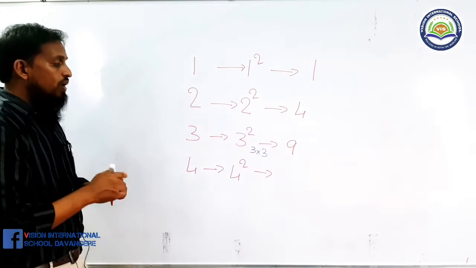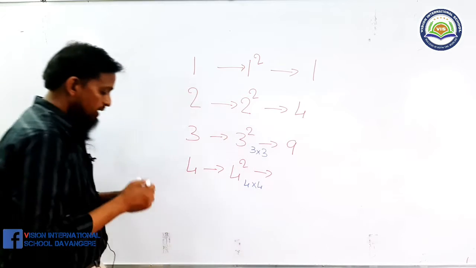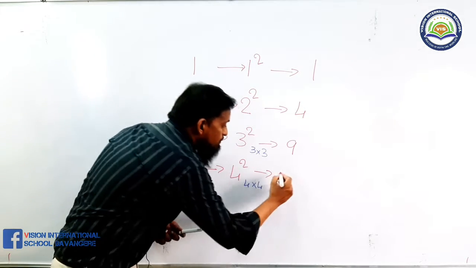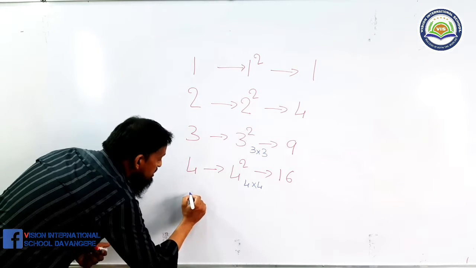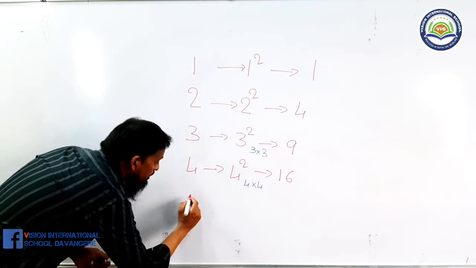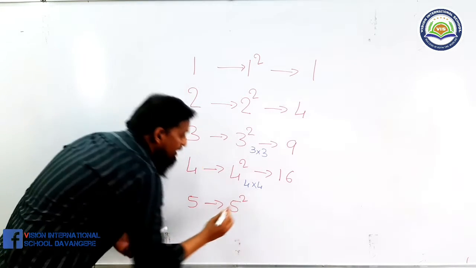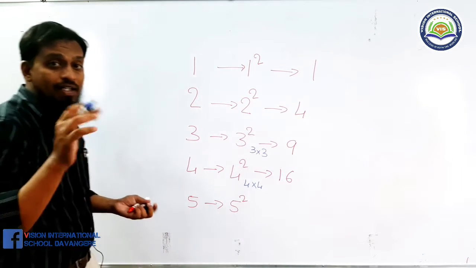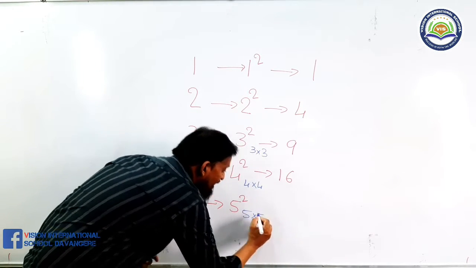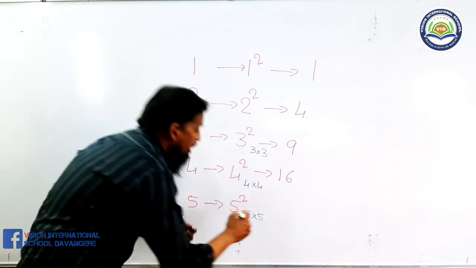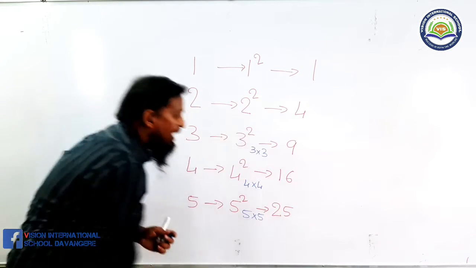If the number is 4, the square of this number is 4 square. How can we write 4 square in expanded form? Yes, 4 into 4. The answer is how much? This is 4 4s are 16. If the number is 5, the square of that number is 5 square. 5 square in expanded form, how to write? It is 5 into 5. This can be written as how? 5 into 5 is 5 5s are 25.